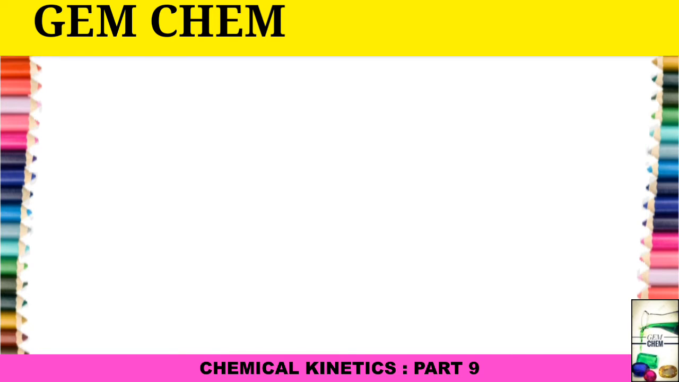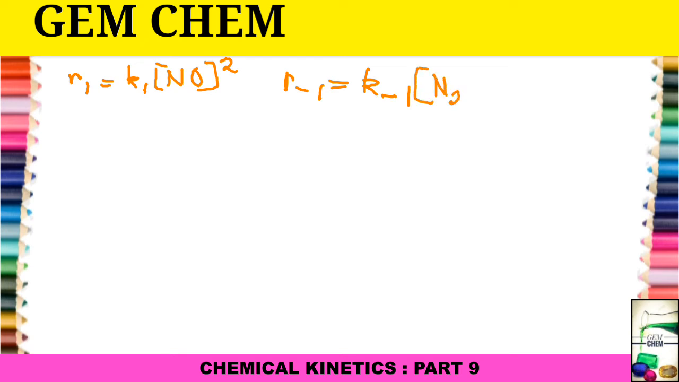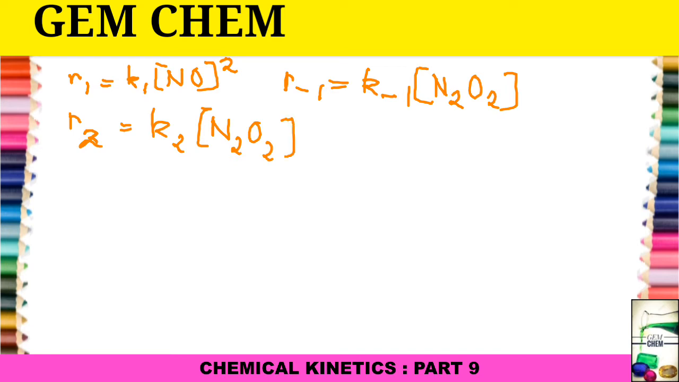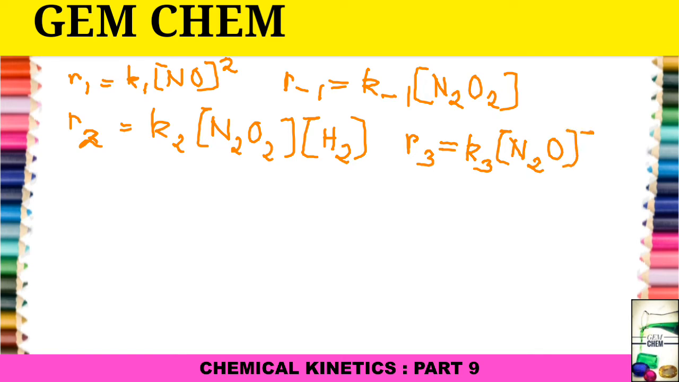So let us do it. First we have to write down the rate equations. So R1 equals K1 NO square, because two molecules are required. R minus 1 equals K minus 1 into N2O2, right? Now we have to write down R2 and R3. So R2 equals K2 into N2O2 and hydrogen, right? And the last one, R3, equals K3 N2O and H2. So we have obtained the 4 rate laws.